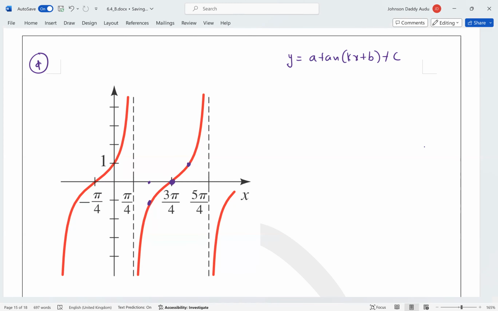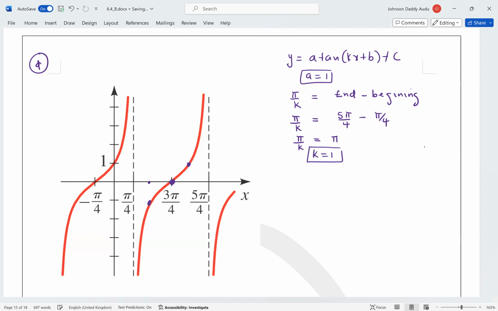Let's see the period first. Clearly, a is going to be 1. You see, pi over k, which is the period, is going to be the end minus the beginning. So pi over k is going to be 5 pi over 4 minus minus pi over 4. And this is pi over k, it's going to be just pi, right? Because you'll have 5 pi minus pi, which is 4 pi, divided by 4. So it means that k is equal to 1.